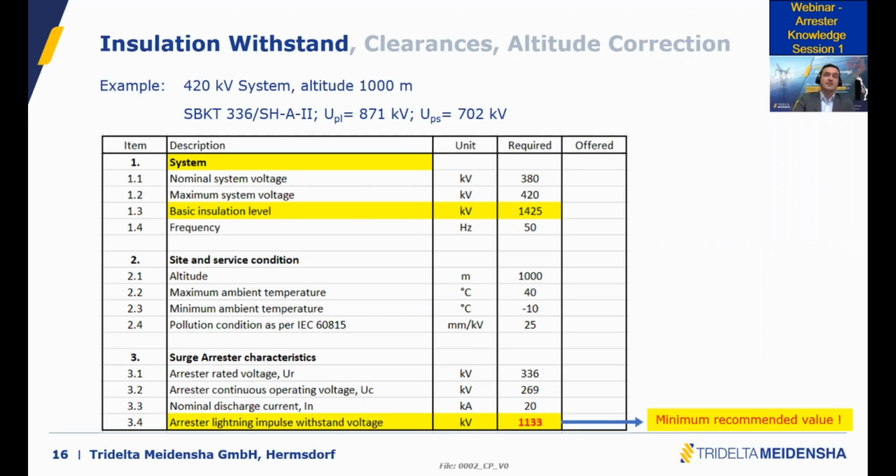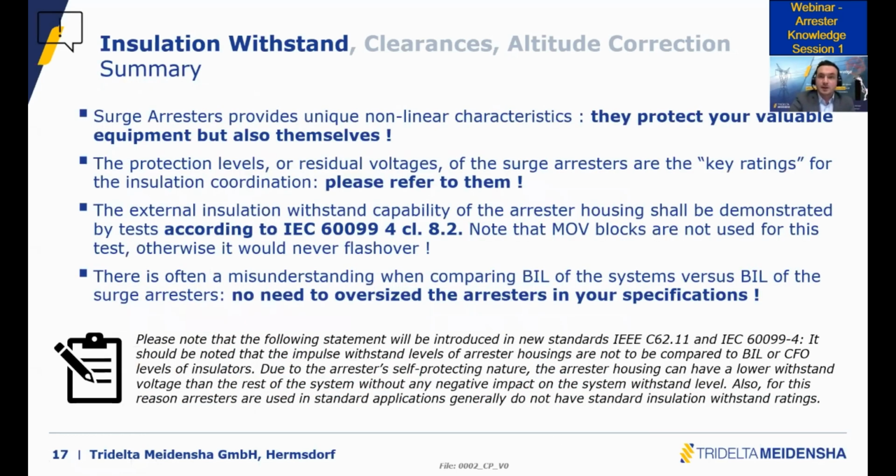Most important is to define the protection level. I'm not going to go into the details of the arrester configuration, but to make it simple, the most challenging part in the arrester configuration is to select the right protection level, so the right residual voltage and the right energy ratings. But maybe we will talk about this in the next session in January. So as a conclusion, this 1.33 should be the minimum recommended value. Okay, so this is the summary for the first part, insulation withstand.